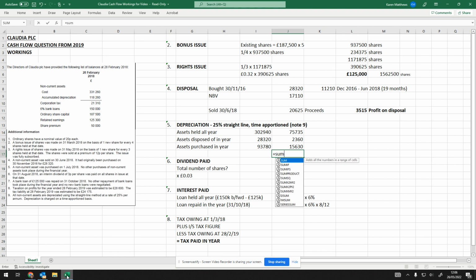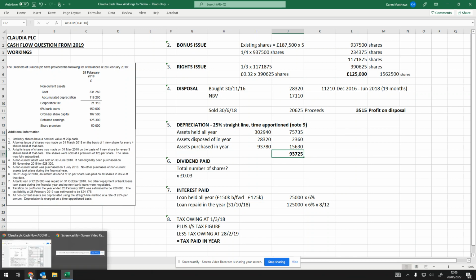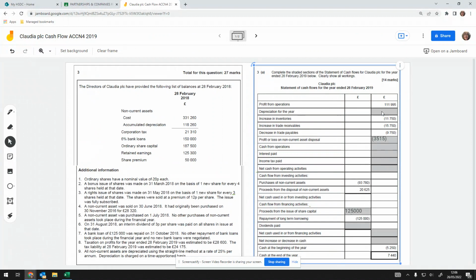So that's 15,630. If we add up all of those together, we should find the total depreciation is 93,725. So we've just scored 3 relatively straightforward marks, and we're going to pop that in there, 93,725 in our cash flow. Okay, so apologies, I'll move that over a little bit, make that a bit easier to read.